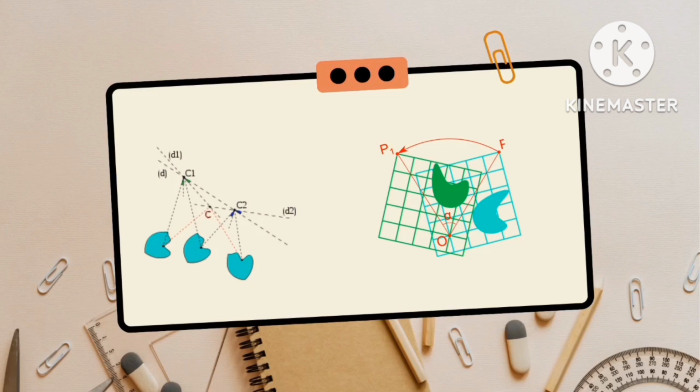Rotating shapes means moving them around a fixed point, clockwise or anti-clockwise, by a certain number of degrees, whether it's 40 degrees, 30 degrees, or 360. The shape itself stays exactly the same, but its position in space will change.